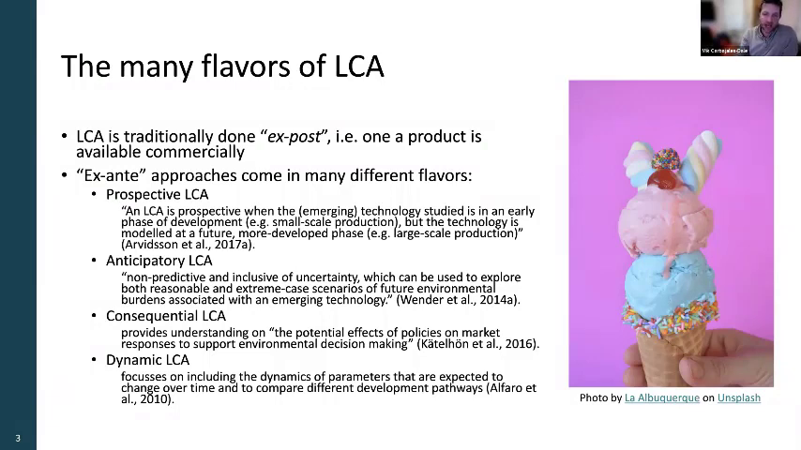So prospective LCA is looking at emerging technologies in early phases of development. Anticipatory LCA is non-predictive and inclusive of uncertainty, looking at extreme case scenarios of future environmental burdens. Consequential LCA, which you could do on an existing technology, looks at how it might evolve during its deployment, so looking at market responses to that product deployment. And then dynamic LCA, thinking about how changes to either the background or foreground system might evolve over time and over different development pathways. All of these things come together when we're thinking about emerging technologies.